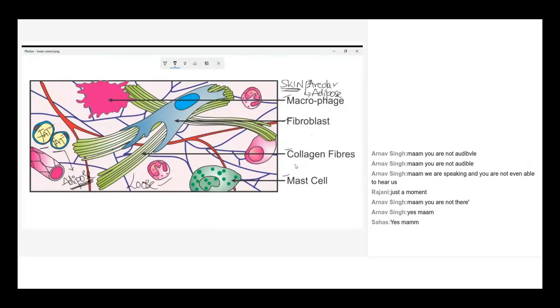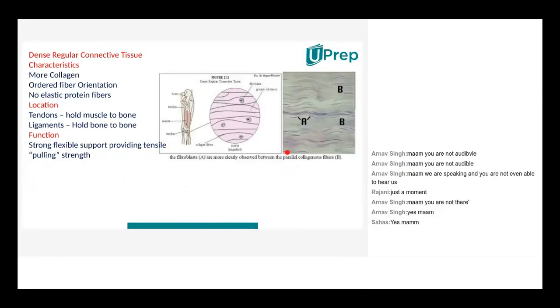Okay. Now after loose connective tissue, we have dense connective tissue. Now this is how the dense connective tissue looks. So there is a small difference between loose connective tissue and dense connective tissue. When you take the dense connective tissue, all the cells, which are the fibroblasts and all those cells, are not loosely arranged, but they are compactly arranged.